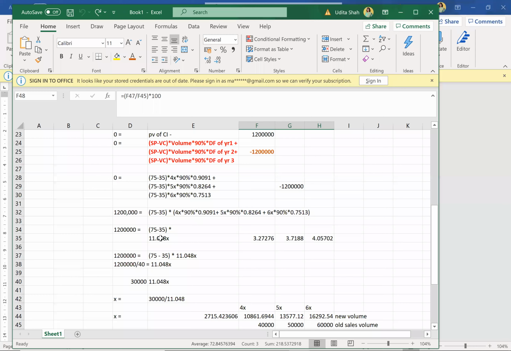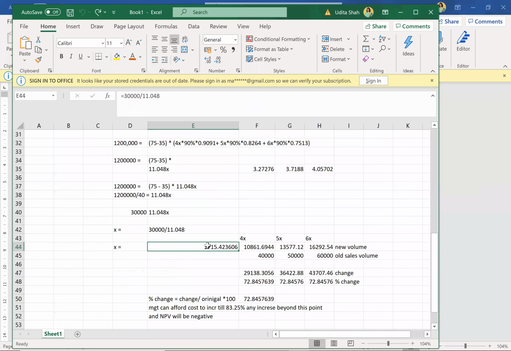So 75 minus 35 remains the same, and into this 11.048x. Solve it and you will get the value of x. So x is equal to 2715. But I did not want x. My sales volumes were 4x, 5x, and 6x. So the sales volumes are 2715 into 4, 2715 into 5, and 2715 into 6. These are my new volumes, and these were my old volumes. So the change and percentage change will remain the same because the ratio was the same. Is this clear?